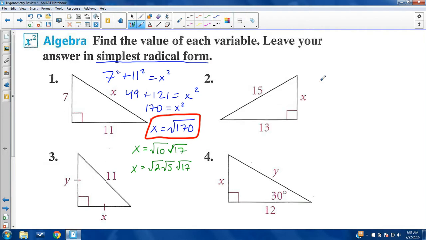Number 2. This time as we solve for x, it is actually one of the legs of your right triangle. So as you set up Pythagorean Theorem here, x is one of your legs. A squared plus b squared equals c squared. No problem. Moving on.